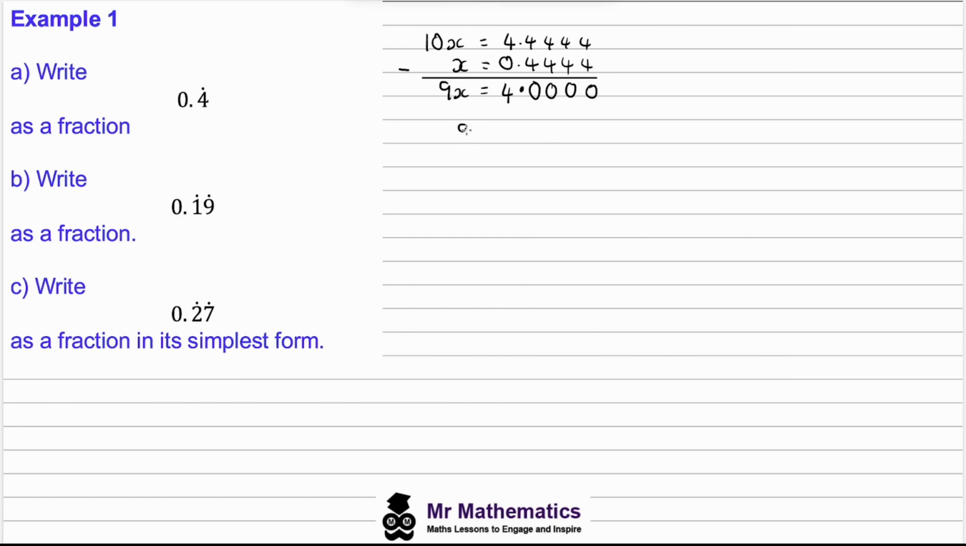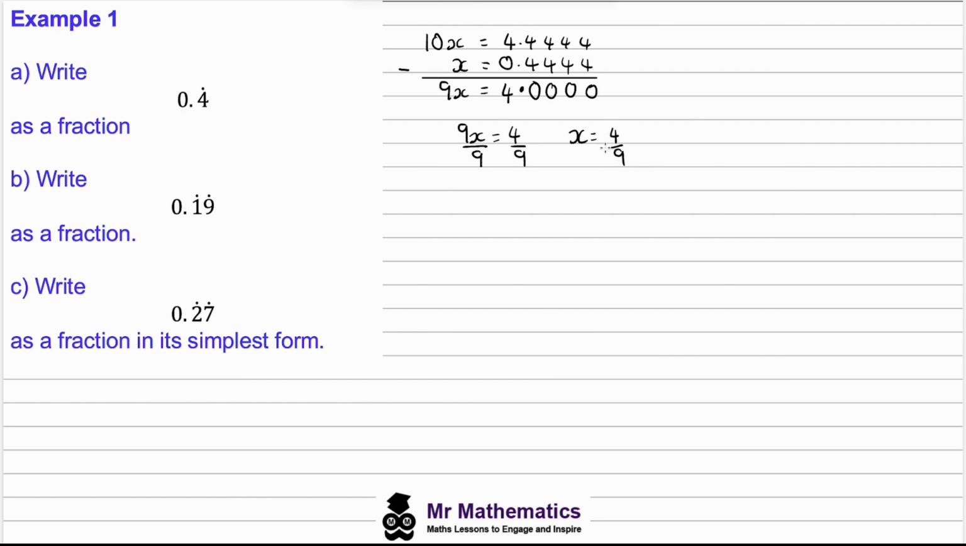So you can see 9x will equal 4. And to work out x as a simplified fraction, we can divide both of these by 9, and these 9s will cancel. So we'll have 4 divided by 9. So x as a simplified fraction will be 4 over 9.